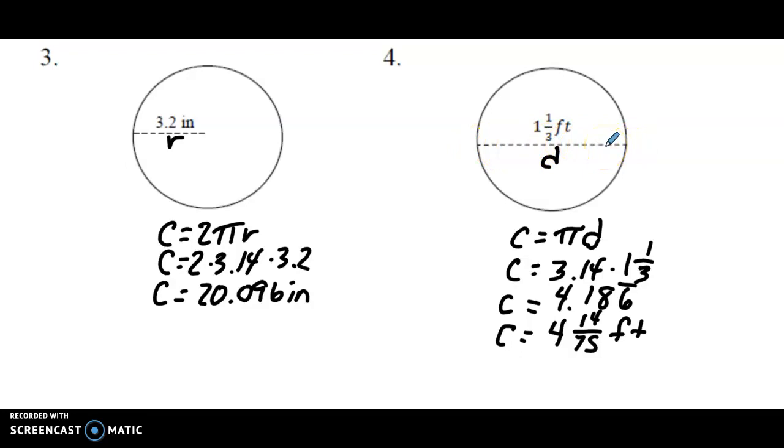And for number 4, we were given the measurement all the way across through the center. So that is the diameter. So C equals pi d. The diameter was 1 1/3, and when I multiplied that by 3.14, I got 4.186, and the 6 was repeating. Remember, when we have repeating answers, we should change those to fractions so that they are usable. So when you change that using your calculator, you get 4 14/75.